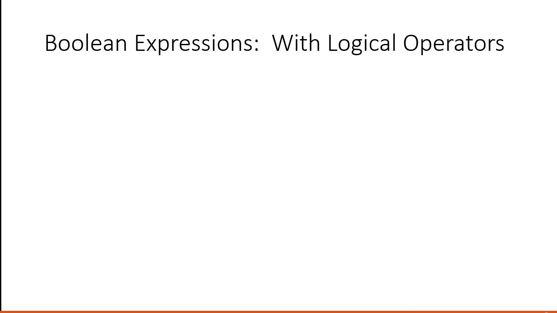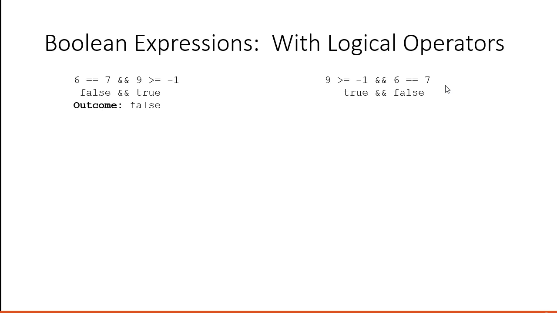So let's look at some examples of Boolean expressions with logical operators. So this would be read, is 6 equivalent to 7 and is 9 greater than or equal to -1? Well, the first condition is false and the second condition is true. So in order for the outcome to be true, they both have to be true. So the outcome here is false. Here we'd say, is 9 greater than or equal to -1 and is 6 equivalent to 7? Well, again, they both have to be true in order for the outcome to be true. So the outcome here is false.